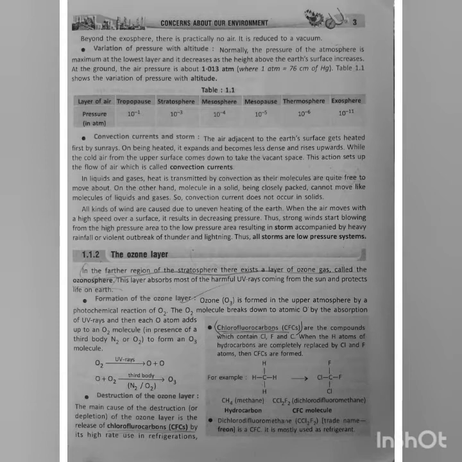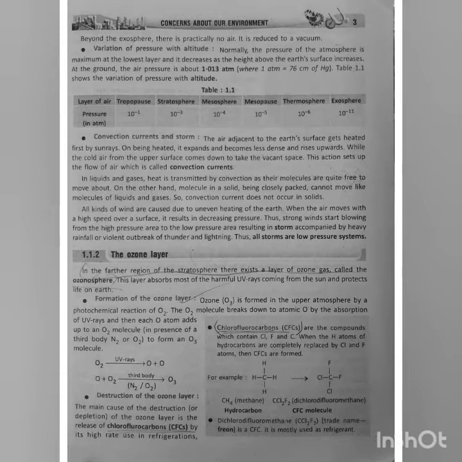Okay. Next we are having the ozone layer. In the further region of the stratosphere, there exists a layer of ozone gas called the ozonosphere. This layer absorbs most of the harmful UV rays coming from the sun and protects life on Earth. Now, how is the ozone layer formed?